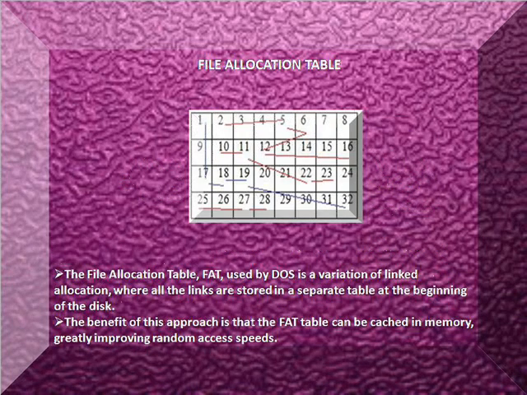File allocation table. The file allocation table used by DOS is a variation of linked allocation where all the links are stored in a separate table at the beginning of the disk. The benefit of the approach is that the FAT table can be cached in memory, greatly improving random access speeds.